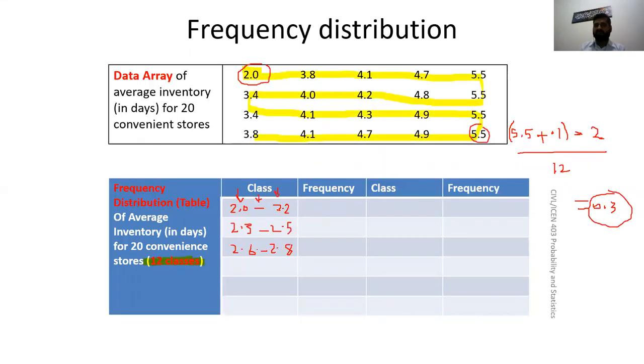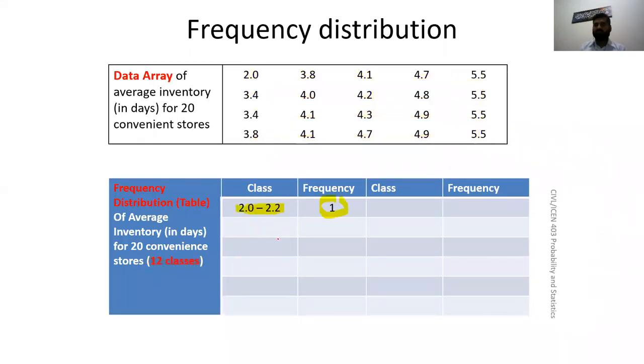Okay, so then I will calculate all the classes. So see, 2.0 to 2.2, 2.3 to 2.5, 2.6 to 2.8, and so on. And these are coming from your data. We are counting between this class, we are getting only 1 entry. So I wrote 1 here. You got it now? Yes, doctor.